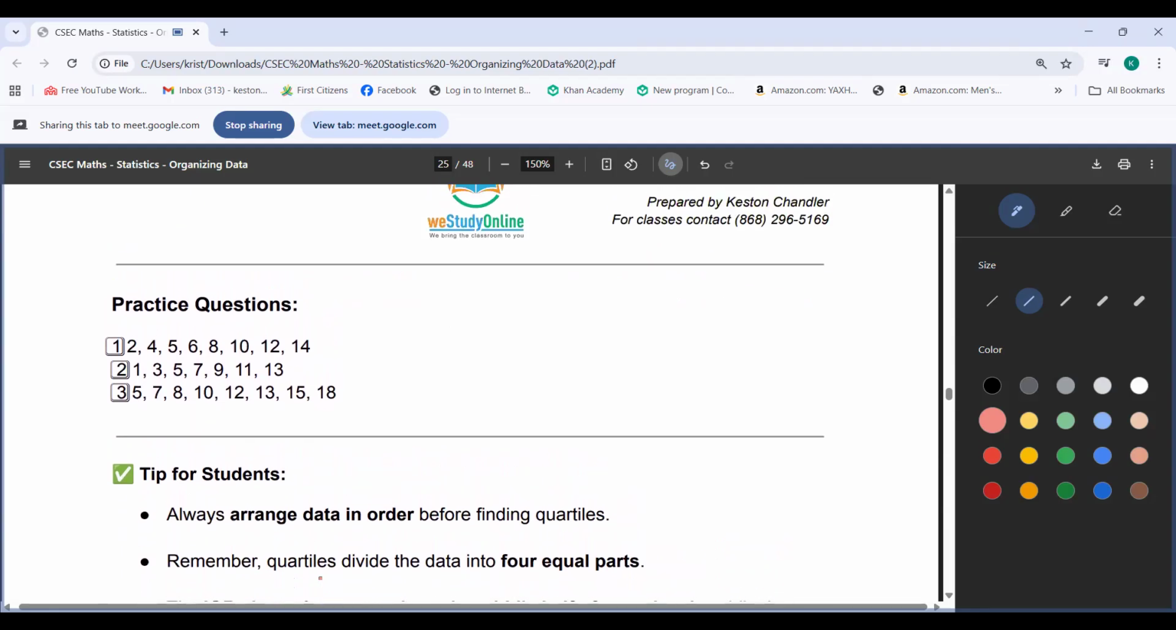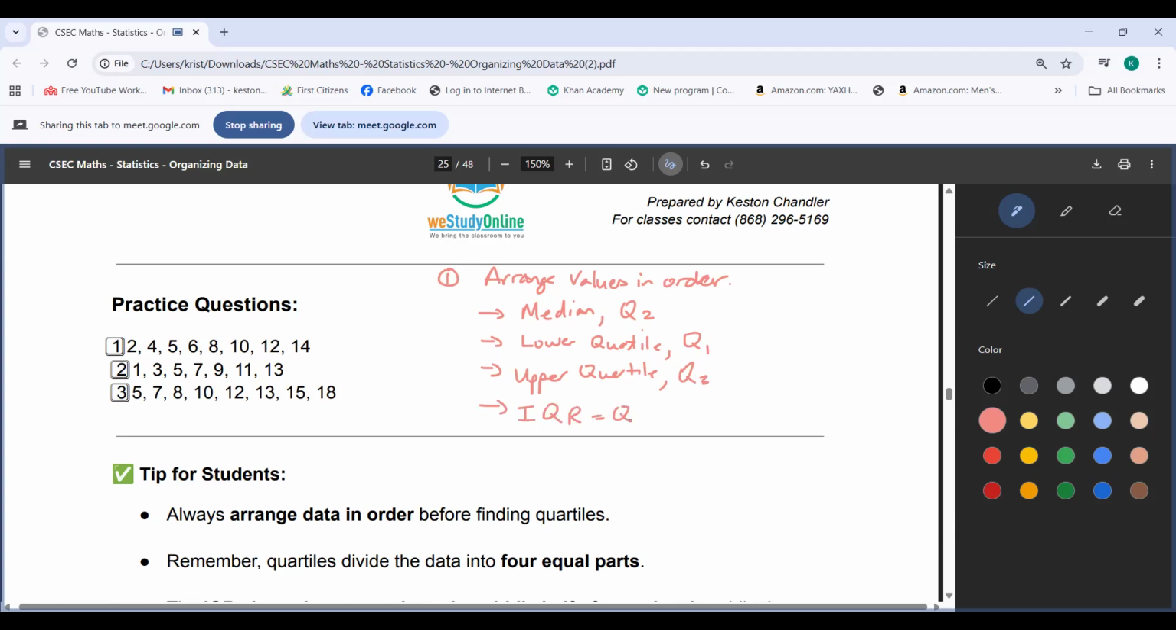So here's where we are going to do some practice. We are going to take these values here. For each one, you need to arrange the values in order. And then for each one of them, you're going to find a median, which is Q2. Then you're going to find the lower quartile, Q1, upper quartile, Q3, the interquartile range, which is your Q3 minus your Q1, and then last your semi-interquartile range, which is equal to half of the answer you got for interquartile range.